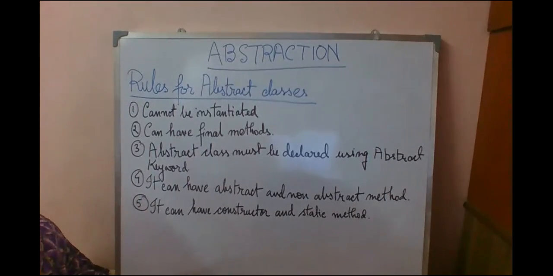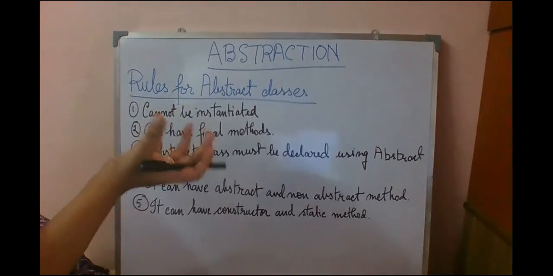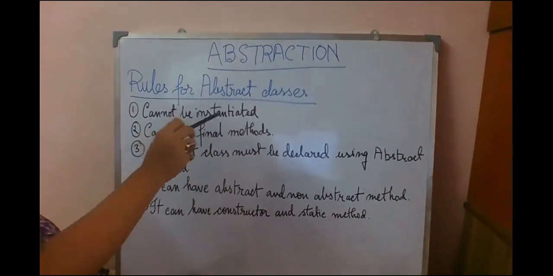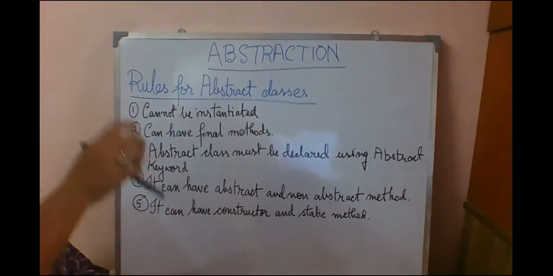What do we mean by creating an object? We mean that we cannot allocate memory to that object using the constructor of the abstract class. That is not possible, because anything which is abstract is actually vague. So having that constructor doesn't actually make any sense. So we cannot create an object of the abstract class.